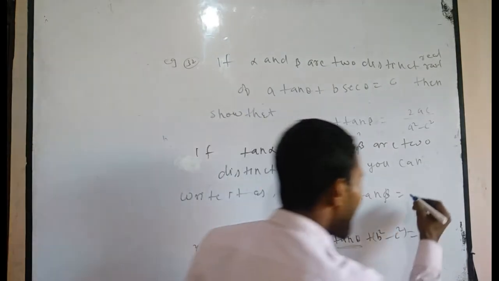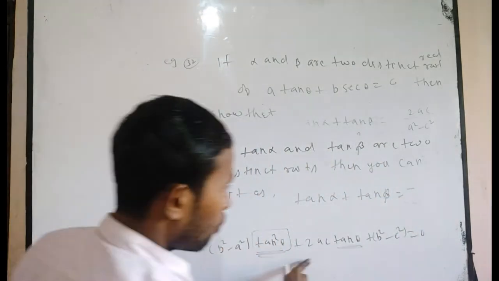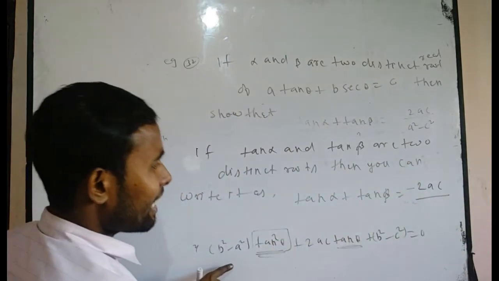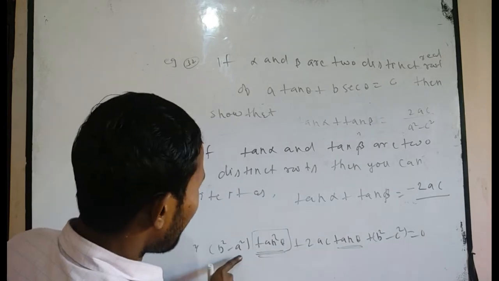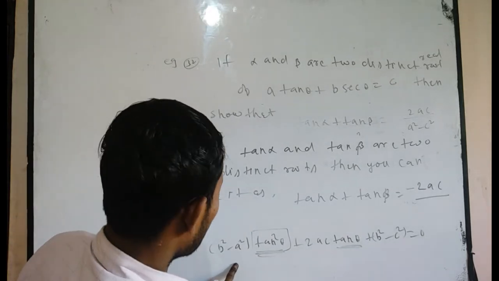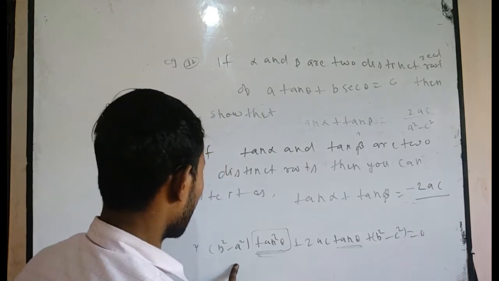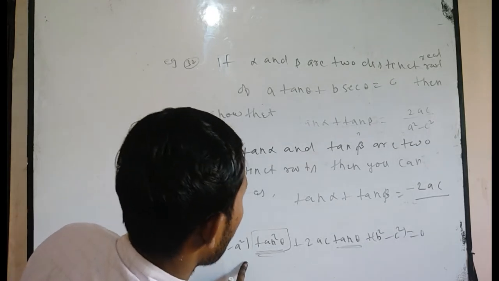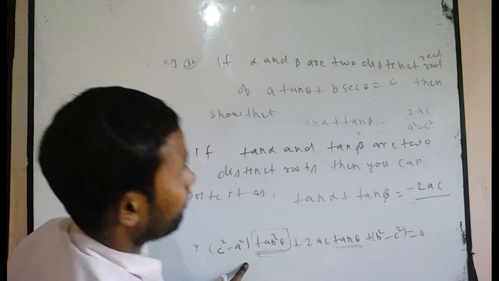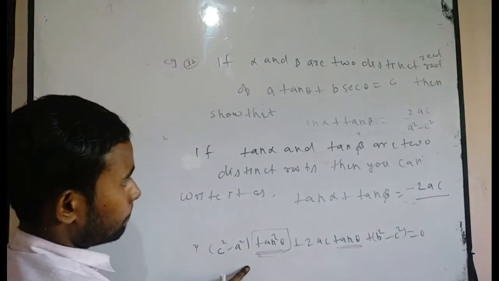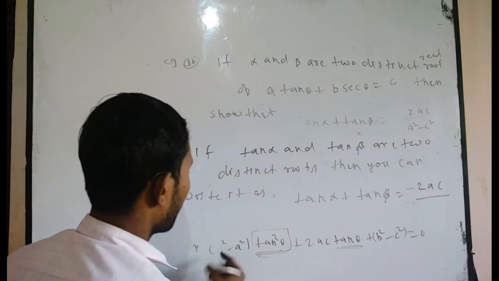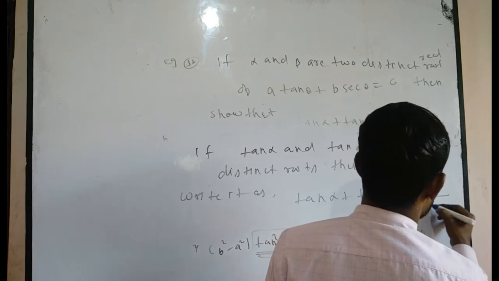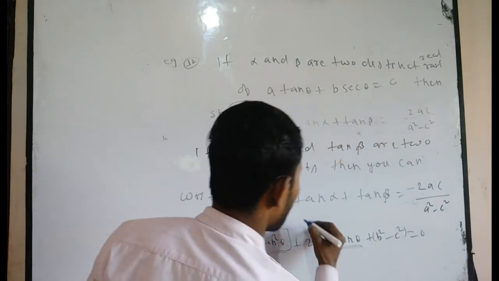So you can write minus b, that means 2ac, by a, here a will be b square minus a square. Sorry, I think I have written wrong here. It will be c square, c square minus a square. Then tan alpha plus tan beta is equal to minus 2ac divided by a square minus c square.